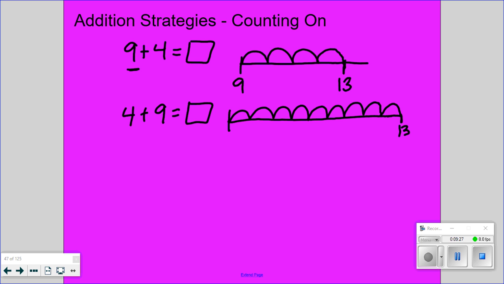When would counting on be a good strategy in 3rd grade? Counting on was probably your go-to in 1st grade. But in 3rd grade, we're dealing with much larger numbers. When would we use counting on in 3rd grade? So if this was 900 plus 400, would you use counting on? No.